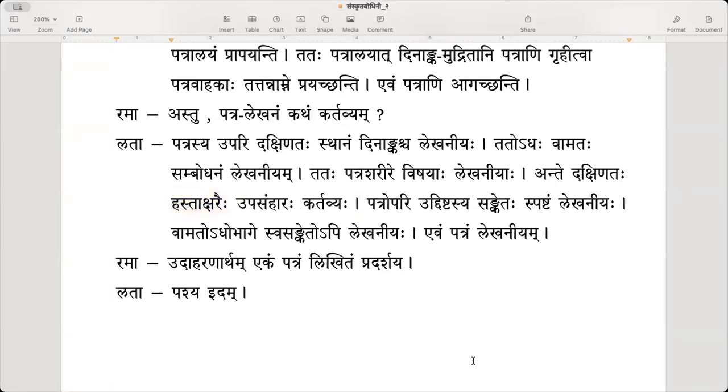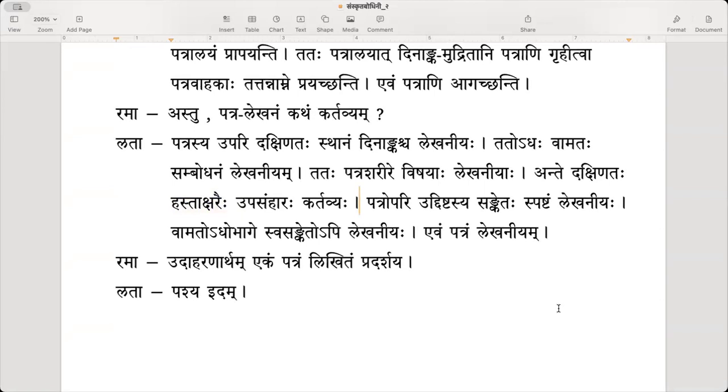Then patropari. Patra uddishtasya sanketaha spashtam lekhaniyaha. Then on top of the letter, the intended address must be written very clearly. The address, sanketaha, of the person intended, to whom it has to be sent. Uddishtasya sanketaha has to be written clearly.